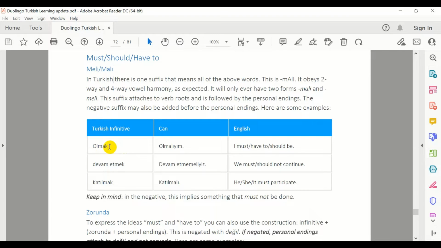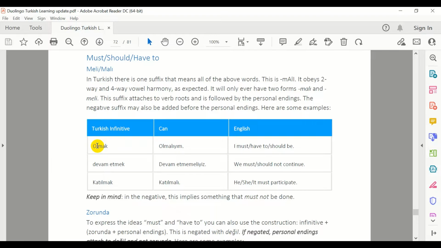Here are some examples. For example, olmak. Olmak means become, and the root is ol, you know. So here, if you want to express the obligatory situation, it means you must be, or you should be, or you have to be. You can only add this suffix. You know which suffix to choose because you know the vowel harmony now.